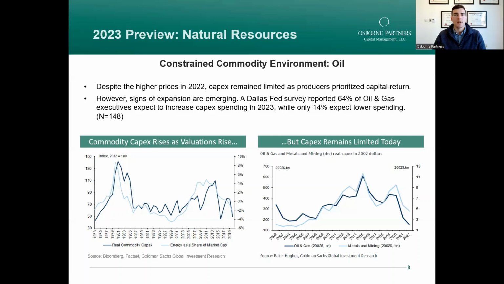However, this may change. You can see a Dallas Fed survey which has reported that 64% of oil and gas executives do plan to expand CapEx spending in 2023, while just 14% expect lower spending.